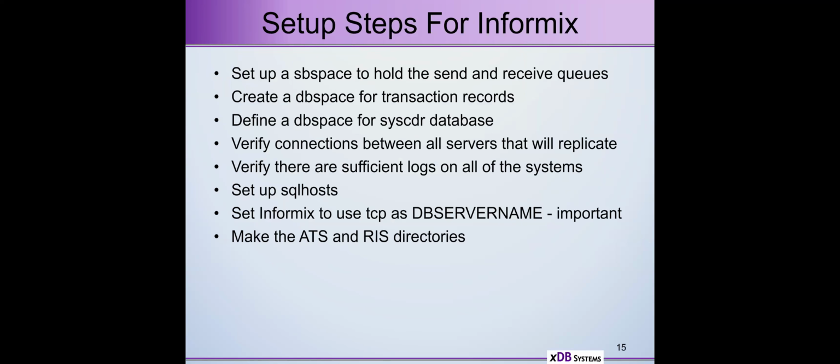So we're going to go through the setup steps. This is going to be the case for every system that we want as part of this domain. First thing, we do need a smart blob space. This is where the actual queue, the records are stored when they're waiting to be sent. So consider sizing accordingly. I'll give some tips in a minute.